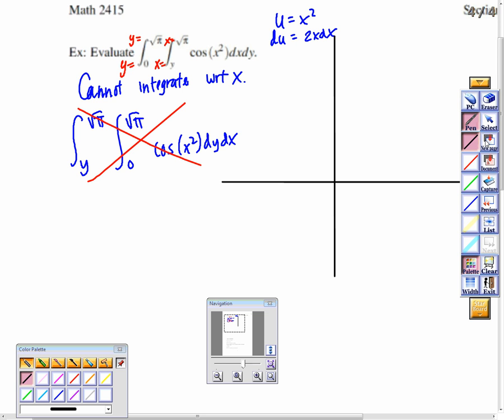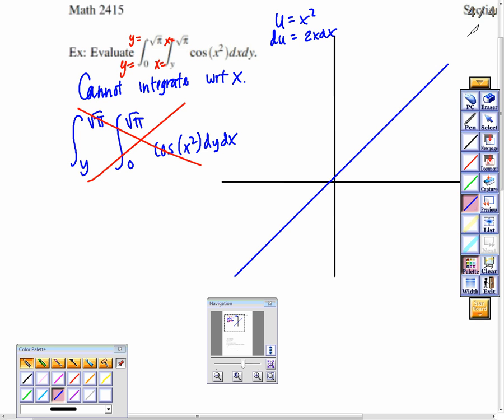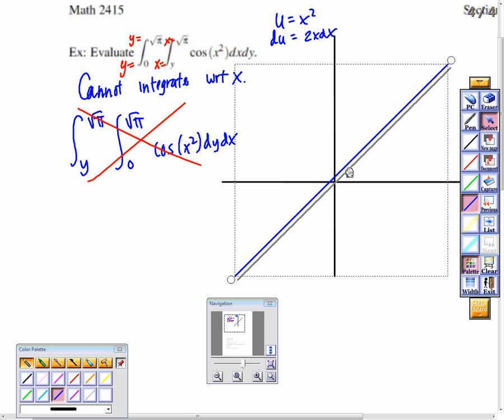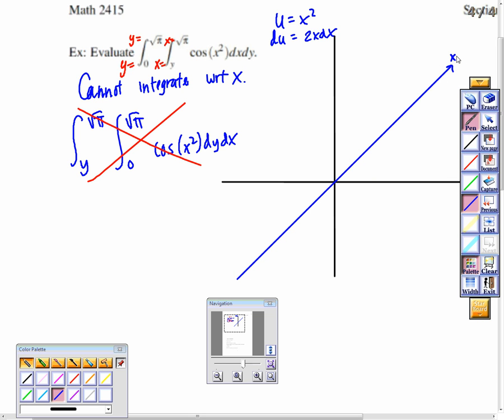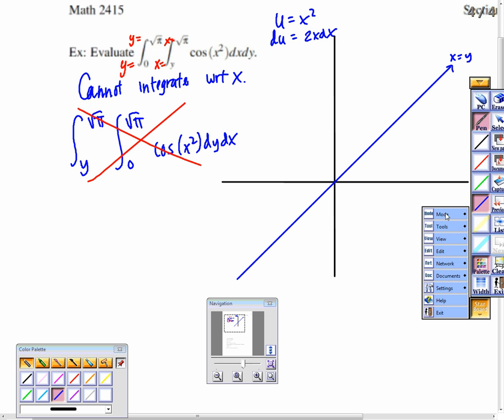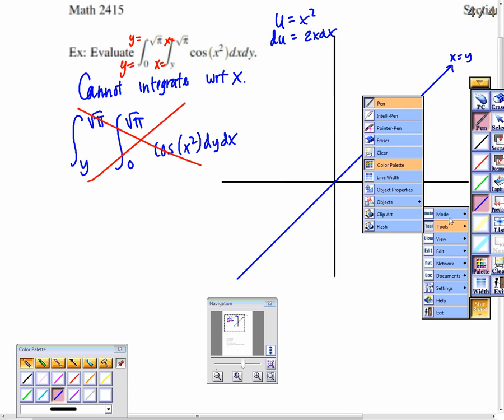Okay, x equals root pi. What is that? Vertical line, right? And x equals y. Oh, that's easy. I can do x equals y. And then x equals root pi. I cannot talk today.